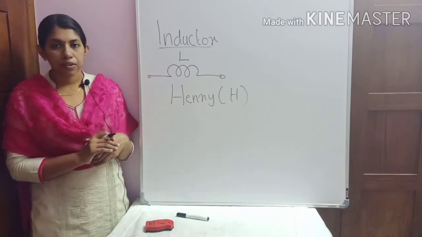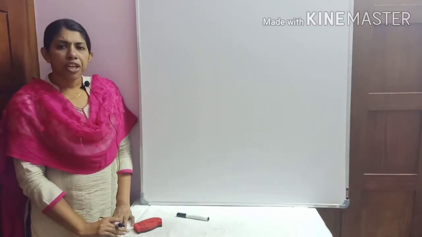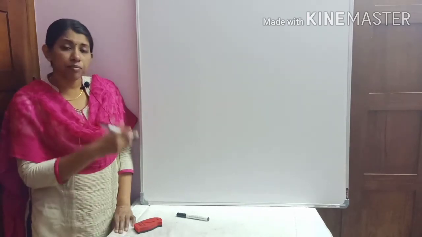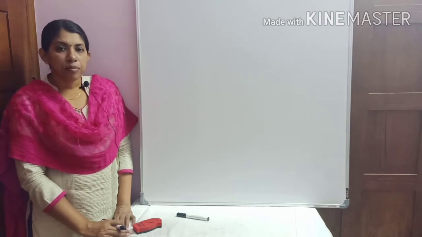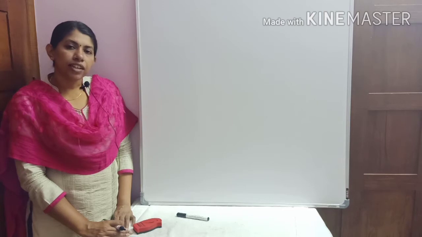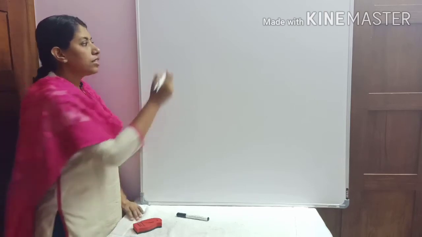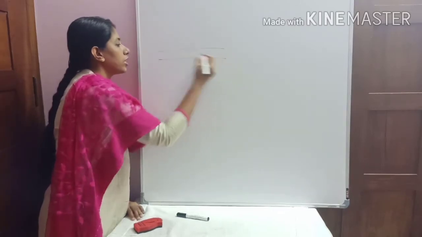Okay. Now we will see the shape of the inductor. In most of the pictures, even in the symbol itself, you can see that the inductor is represented in coil form. Why is it like that? A straight conductor also has the property of inductance. But if you consider the straight conductor like this, what actually happens?